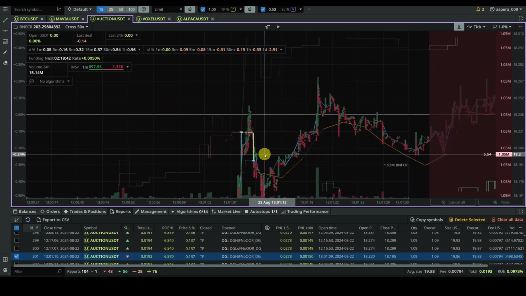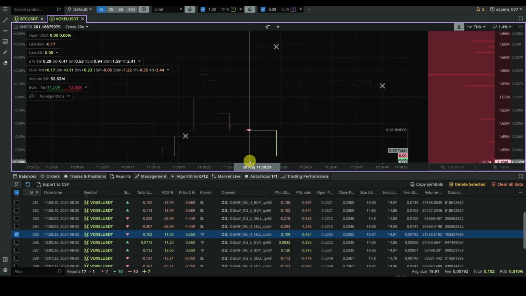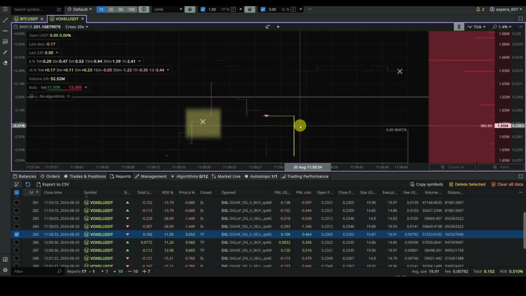There are 2 more unique trades, but they have nothing to do with the movement of orders. One was due to a restart delay, and another due to one of the orders being stopped as out of range, while the other one was not.